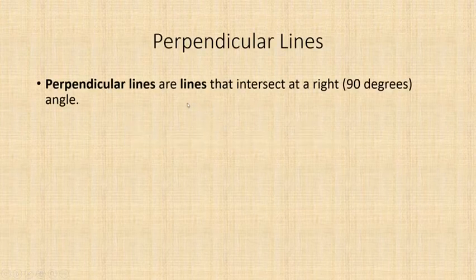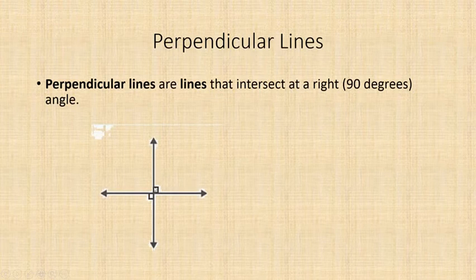Perpendicular lines are lines that intersect at a right angle, which means 90 degrees. So they are intersecting at 90 degrees, like that. Here, two intersecting lines forming 90 degrees. So I have here 90 degrees, here 90 degrees, here 90 degrees and here 90 degrees, so they are perpendicular lines.